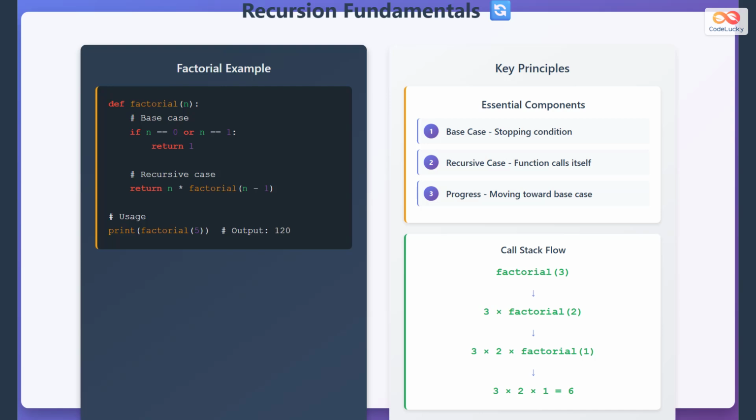Recursion is particularly powerful for tree traversals, divide and conquer algorithms, and problems with self-similar substructures. Understanding recursion is crucial for mastering more advanced algorithms like dynamic programming.